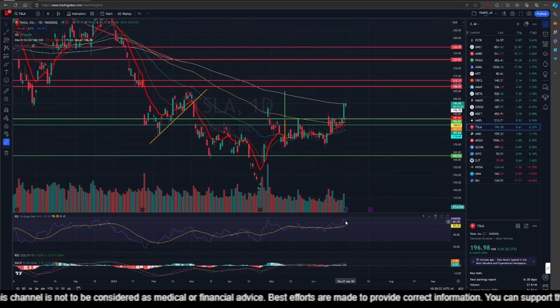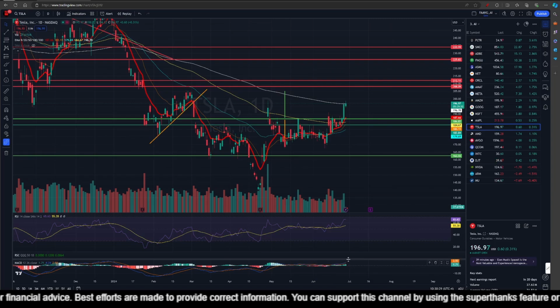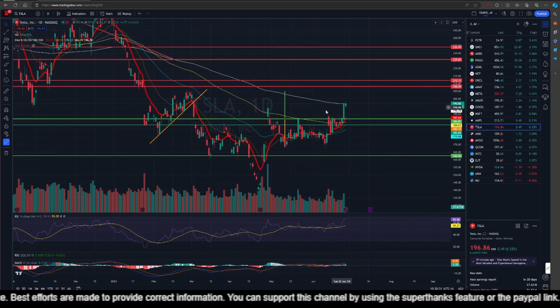And you can see that there is room for the momentum to go up. The RSI still is not overbought. And the MACD is also bullish, moving away from the signal line. So once again, I think in my opinion, Tesla should reach somewhere around $200 to $203, something in that range. And that's my second idea out here.